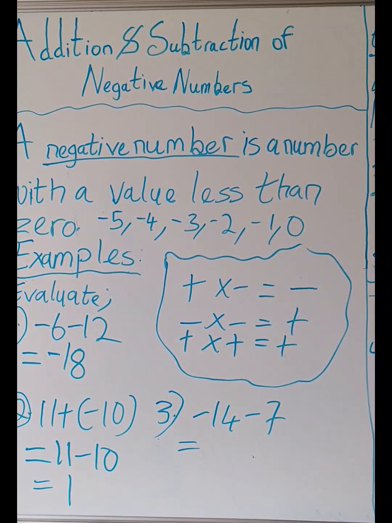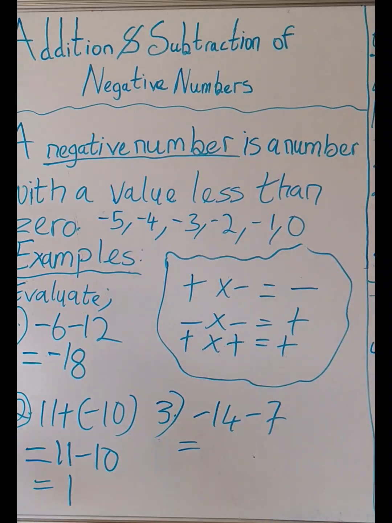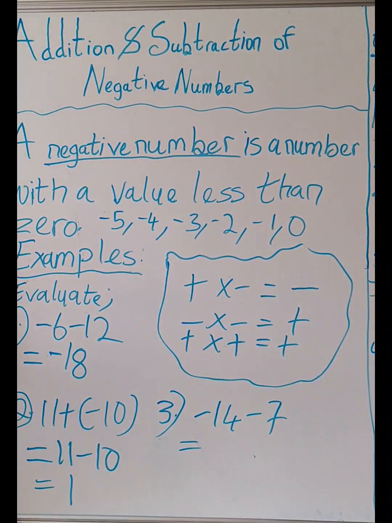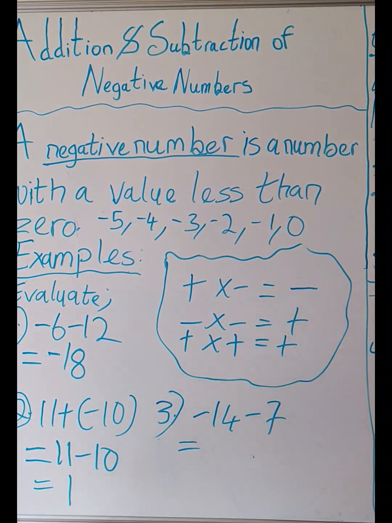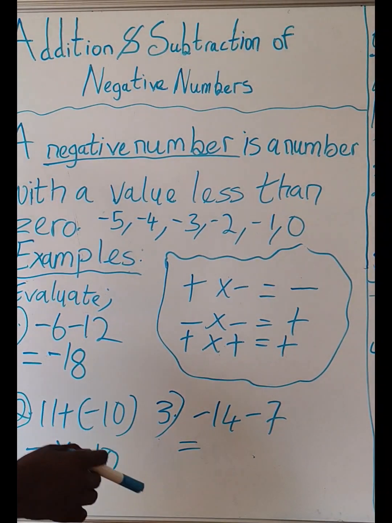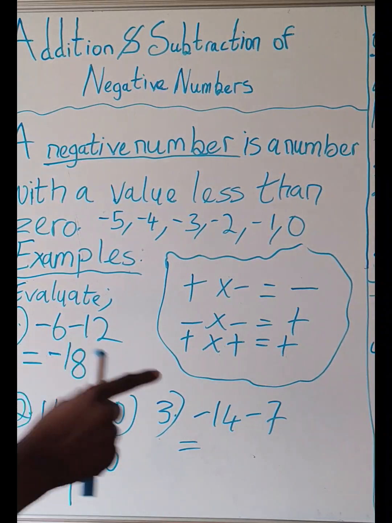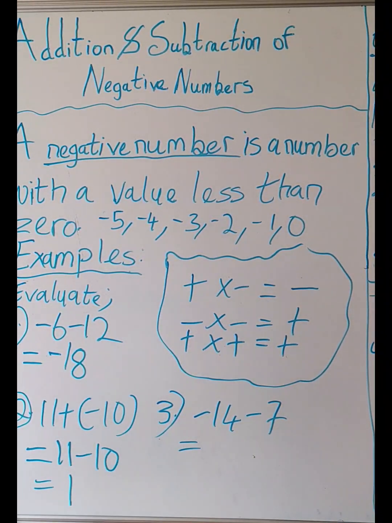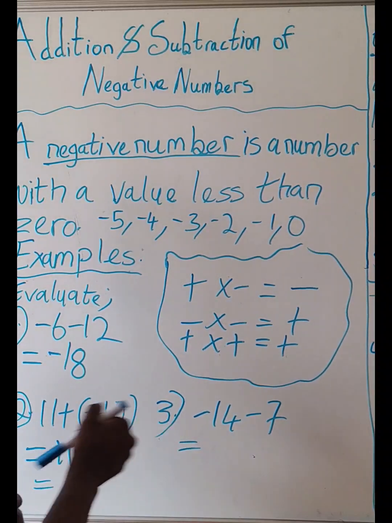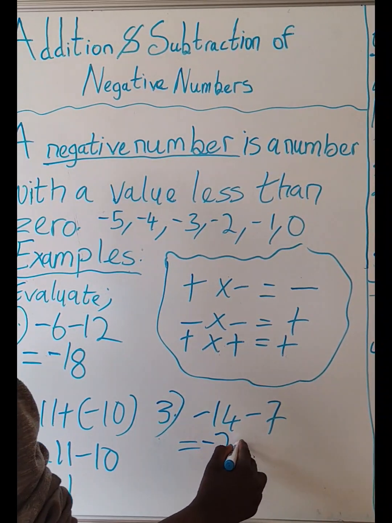So this is another example. Minus 14 minus 7. A person has a debt of £14 and the person also has a debt of £7. What will be the person's debt in total? It's going to be minus 14 minus 7. If you add those two negative numbers together, it's going to be minus 21. And so our answer is going to be minus 21.